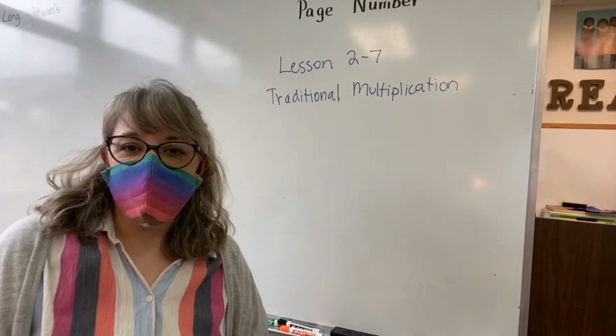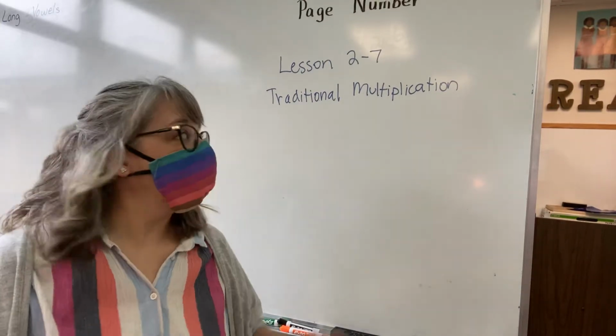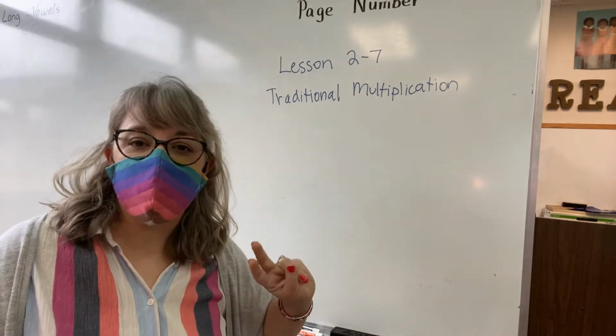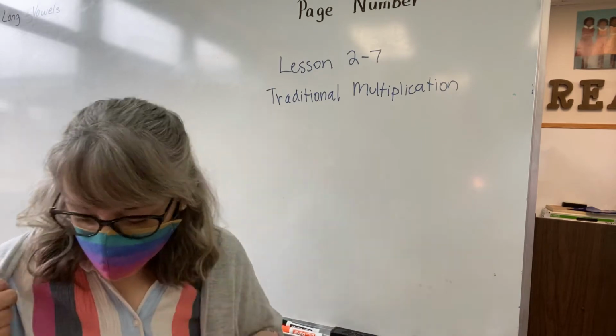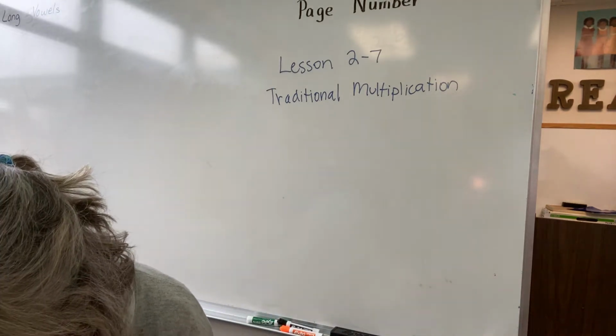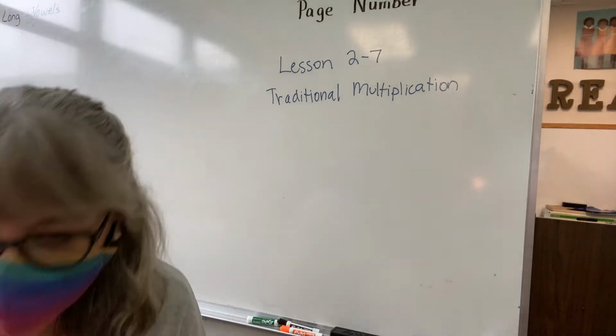All right, hello friends. We are working on lesson 2-7. We're going to do traditional multiplication. This time we're going to be multiplying 2 digits by 2 digits. This is something that you all should be familiar with, but we're going to keep practicing it. So we're going to say 76 times 24.